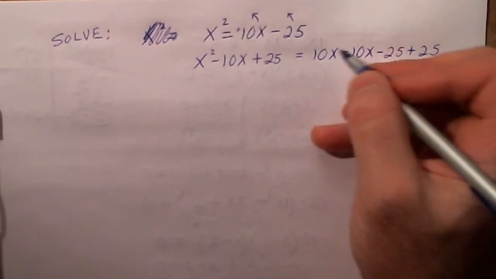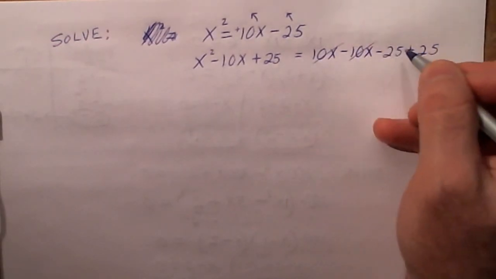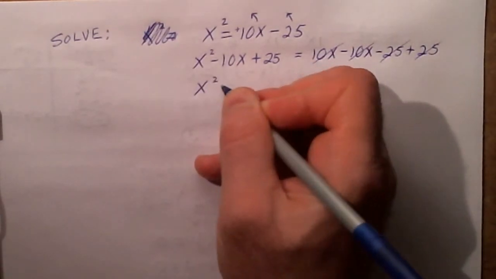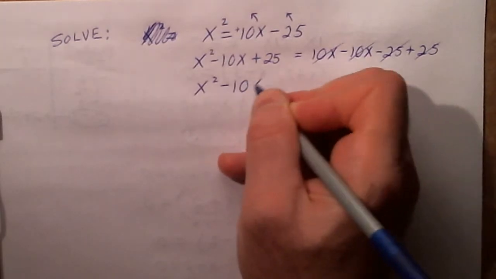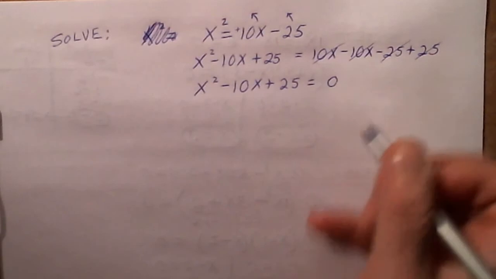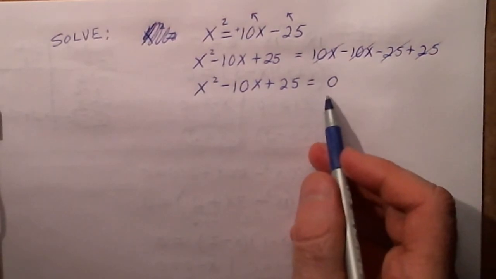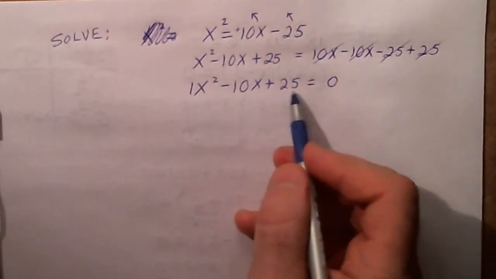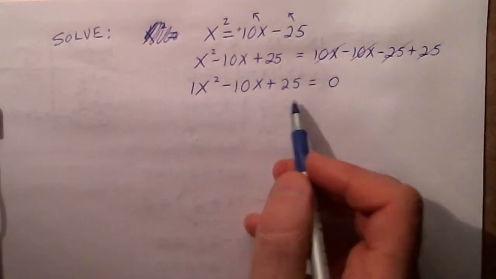Notice after doing this, the 10x's drop out on the right side of the equation, so does the 25. And so we're left with this trinomial on the left side of our equation, x squared minus 10x plus 25. And now our equation has been zeroed out. It's set equal to 0. Now that our equation is set equal to 0, we just have to try to completely factor this left side of our equation if possible.